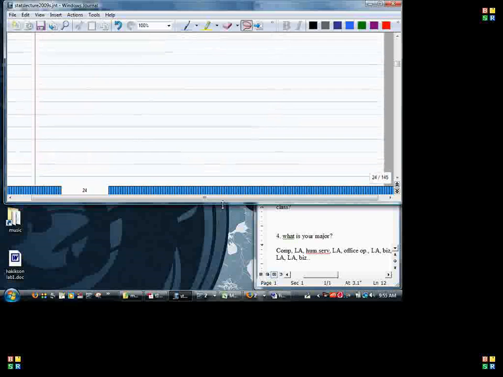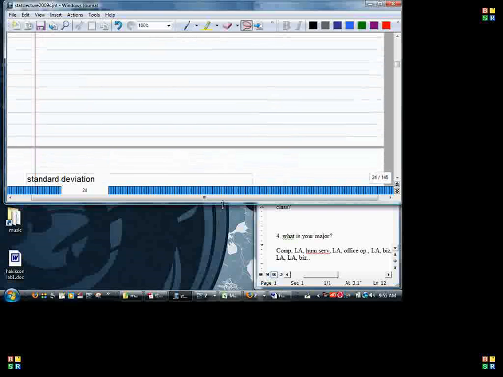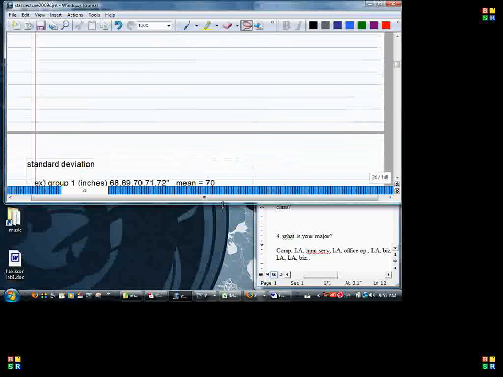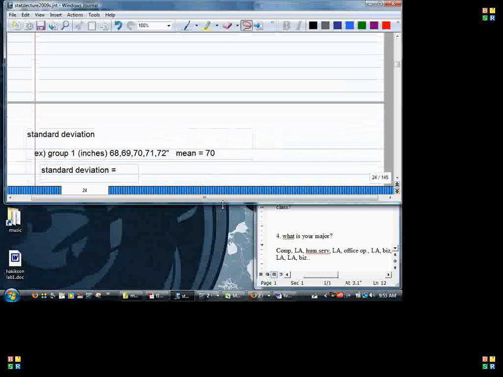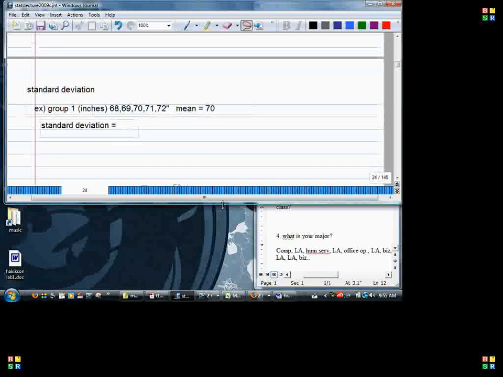All right. So, here's the next thing. Standard deviation. I'm going to show you how to calculate standard deviation for group 1. So, here's what we do. First, you have to calculate the mean. And remember, the mean for that group was 70.